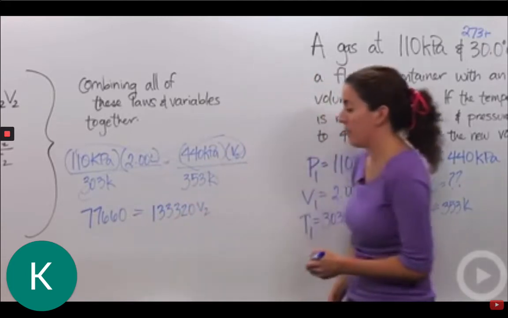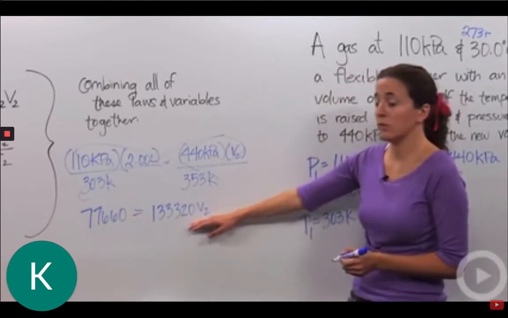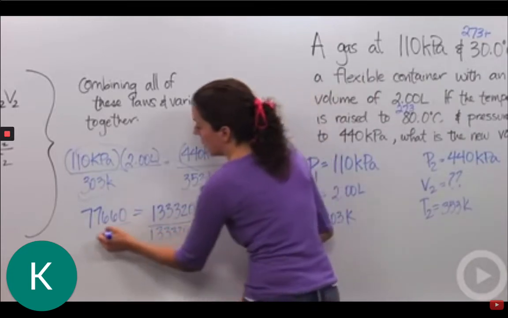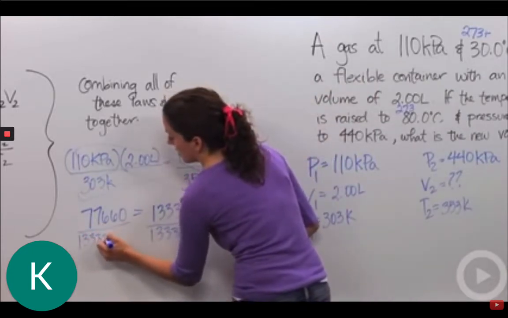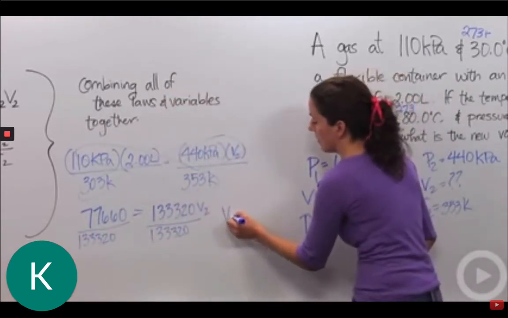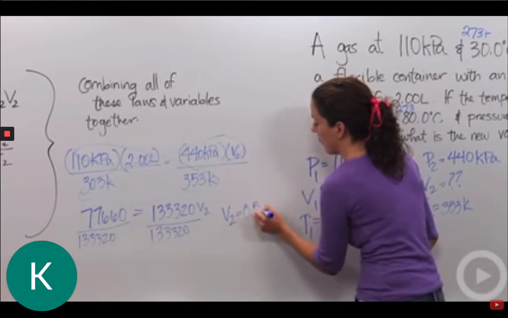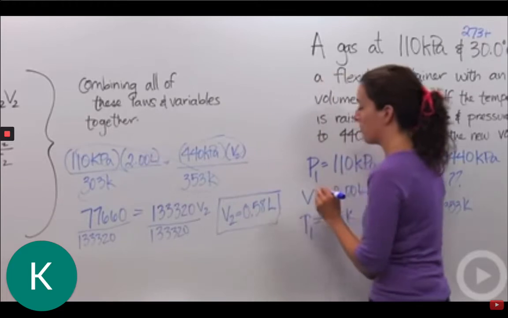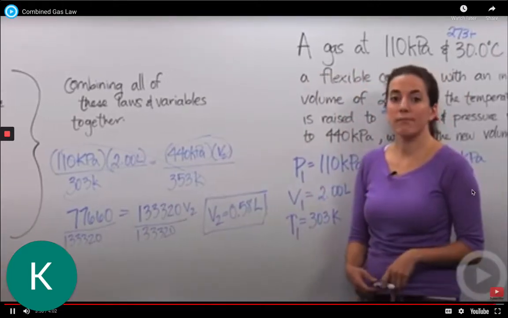V2. Okay, so then I want to isolate my variable. So I'm going to divide by 133320, 133320, and I find that my new volume is 0.58 liters. And that is how you do the combined gas law.